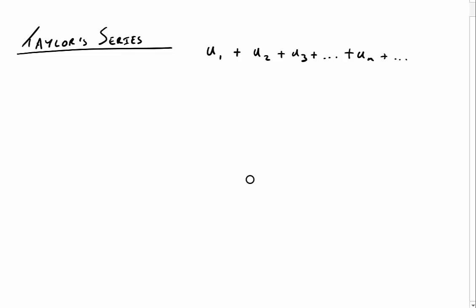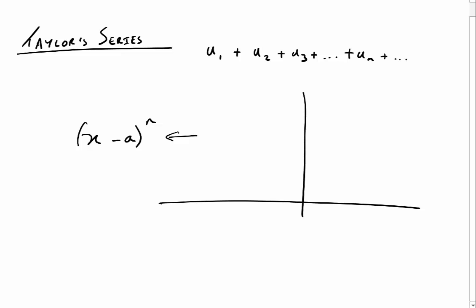Now, a power series is where you start off with, let's say, x minus a, and you want to raise this to a power here. Now, this will actually describe a function. Let's say, for example, you have a function that looks like this. The lowest point here is a, and you want to move this point such that it's at zero.